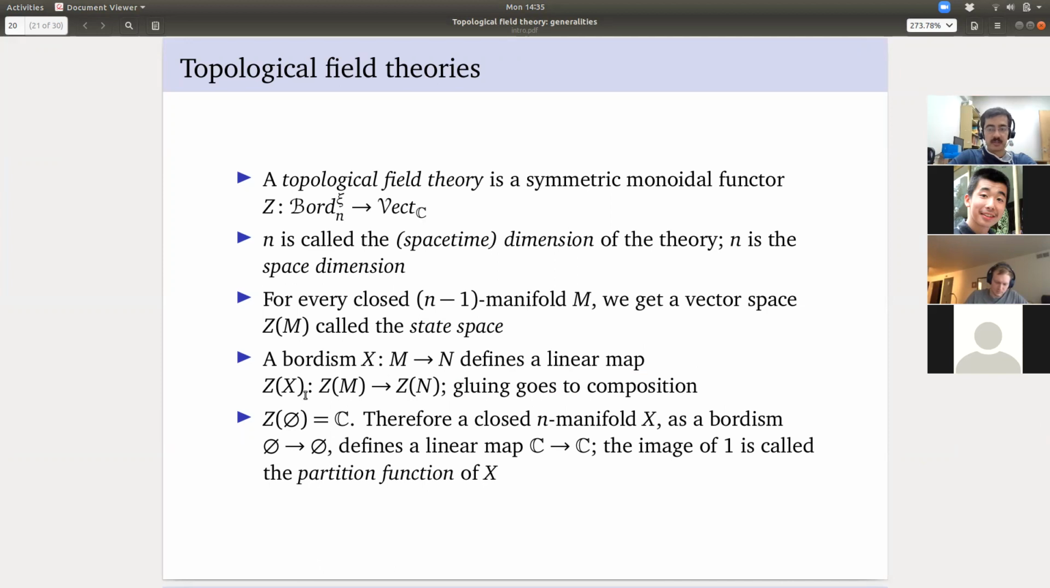Another important piece of jargon: Z of the empty set is C. This is guaranteed by symmetric monoidality. 1 goes to 1. So on a closed n-manifold, the space-time dimension, that is a Bordism from the empty set to the empty set. So it is a linear map from C to C. That is equivalent data to a number, which is the image of 1, and that is called the partition function of X. If you're a quantum field theorist studying a particular quantum field theory, that's a thing you want to know. And here is how it falls out of the functor.